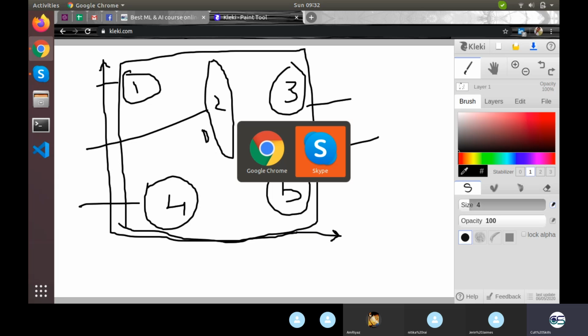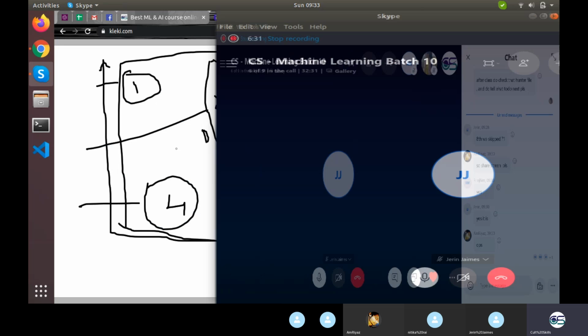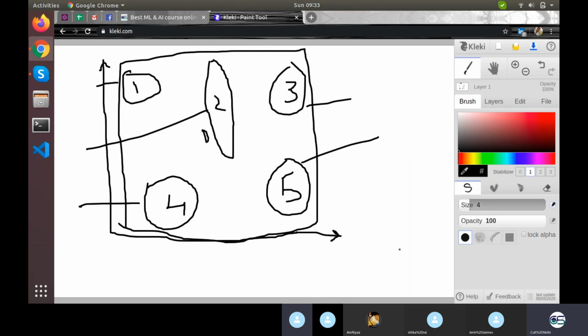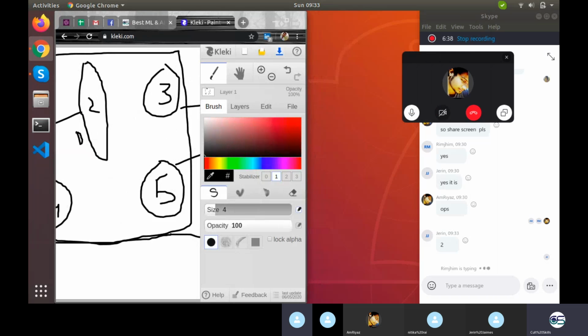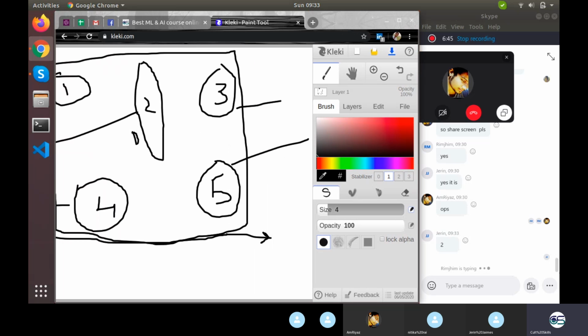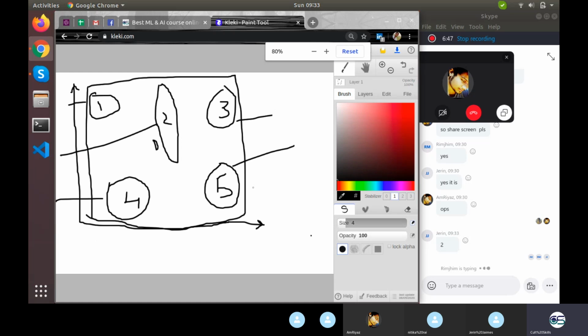Any update? Group number two, I guess MTech. Well, true. And why so? Why group number two?